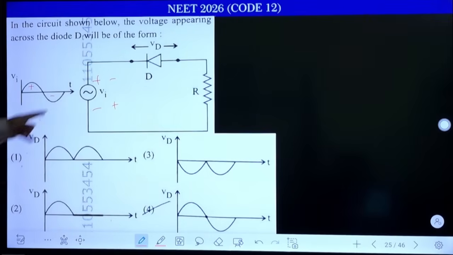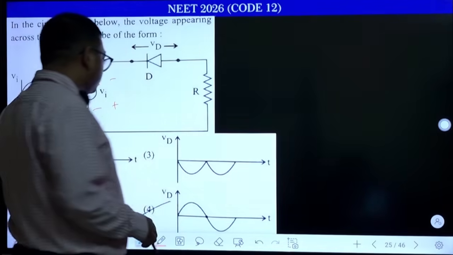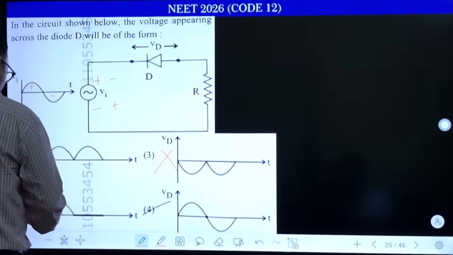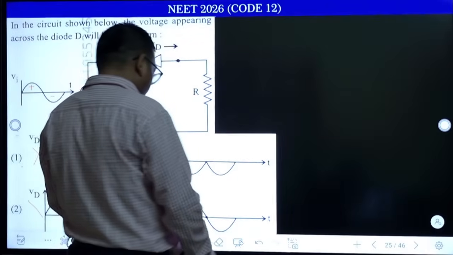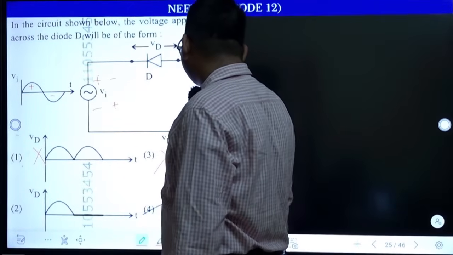Next half cycle that will be minus. So in the next half cycle only current should go. So this is not correct. Half wave rectification it will be. This is also not correct. But this is also not correct. Then which one is it? This is like full wave rectification. That cannot be correct.